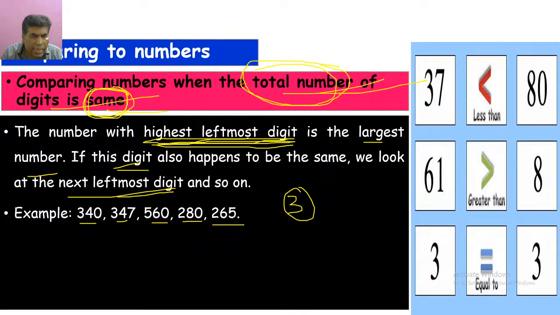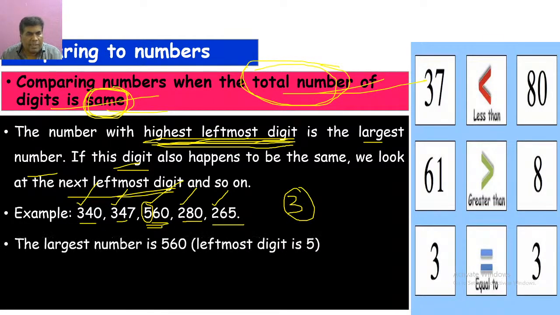So what we have to see? The leftmost digit. Here 2, 2, 5, 3, 3. Out of these, which is having the highest value? Here 5 is higher compared to 2 and 3. So what is the largest number? 560. Very good. So many of you gave the answer 560, because its leftmost digit has the highest value. So it is the largest number.